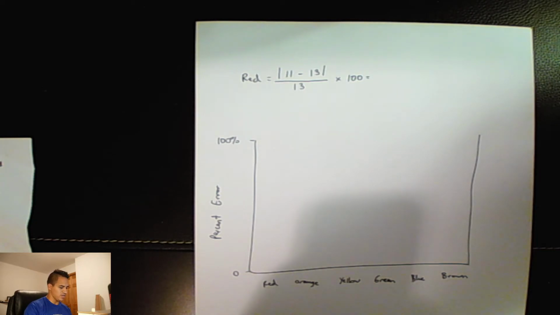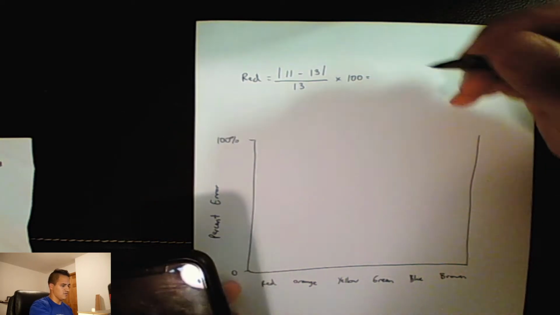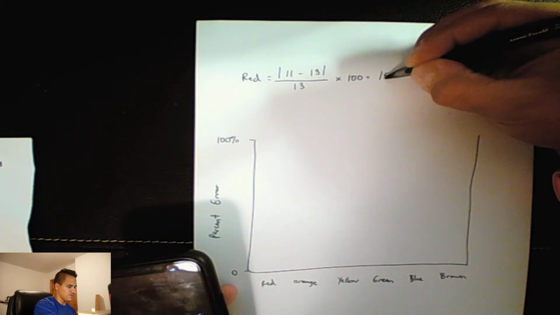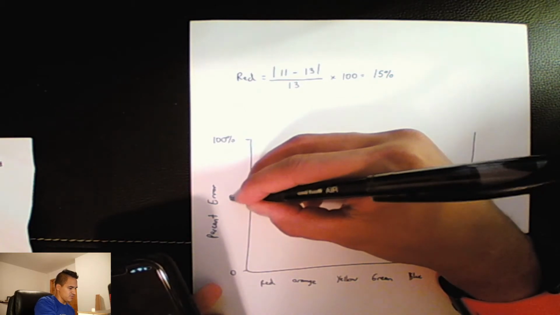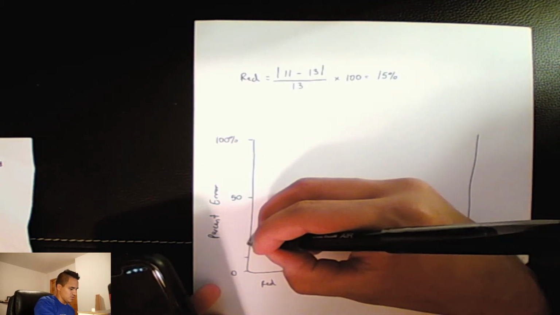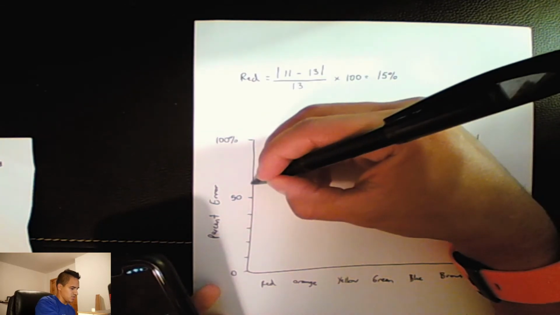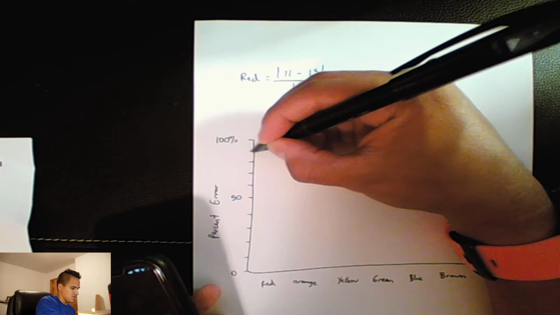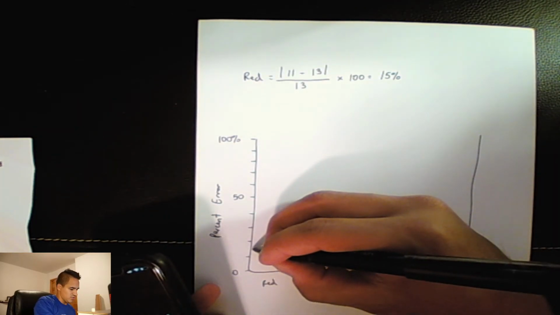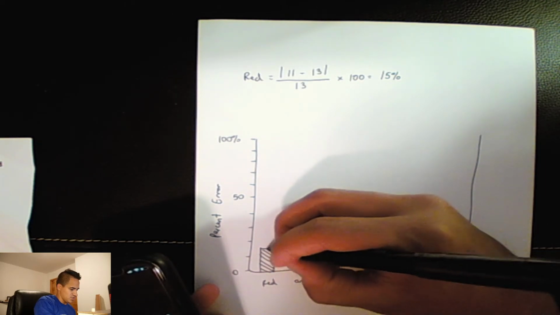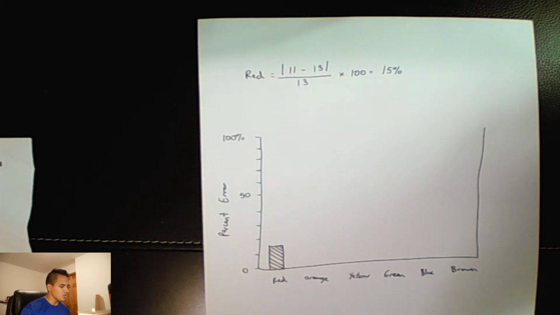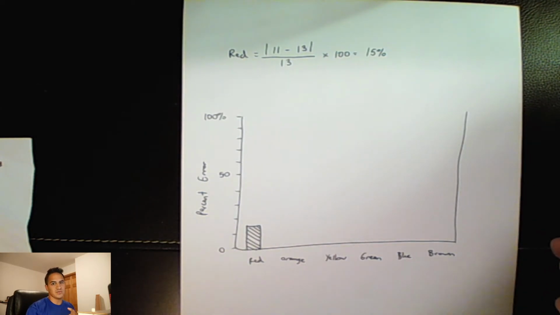And we have 11 minus 13, which is negative 2. Divide that by 13, and then times it by 100. And we have a total percent error of 15%. So let's just go up by tens, I guess. So we'll go 10, 20, 30, 40, 50, 60, 70, 80, 90. So 15% would be about here. So draw a bar for 15%. So there's our percent error for our red M&Ms. And then we're going to do that calculation for all the rest of them. So pause the video and do that now.